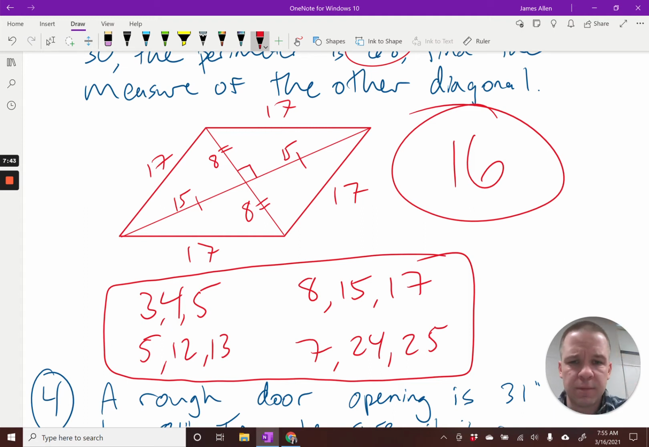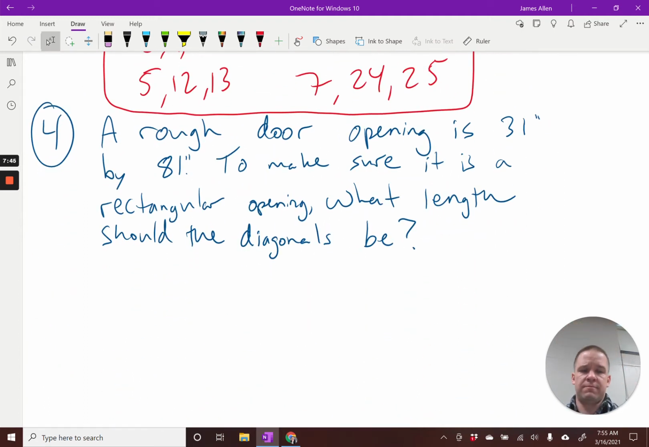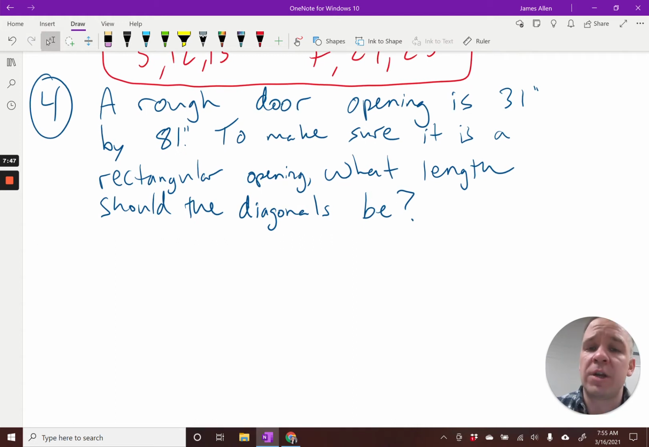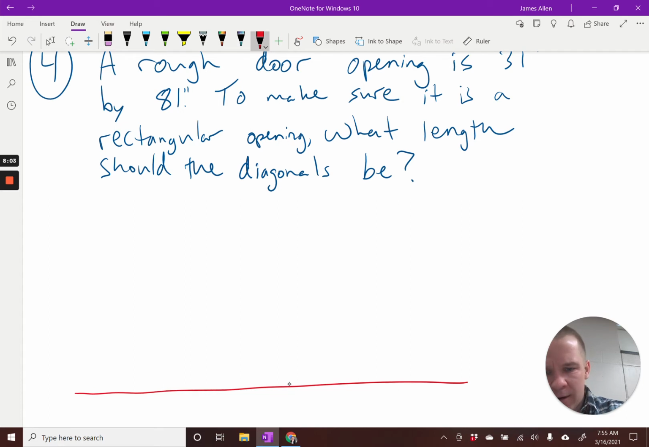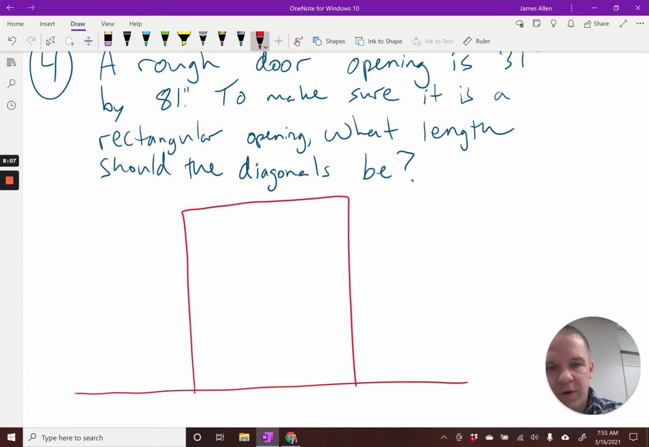Cool. Awesome. A rough door opening is 31 inches by 81 inches. To make sure it is a rectangular opening, what length should the diagonal be? Well, let's do this here because I'm getting a little application-y with it, right? So if I frame out a door, here's the ground or the floor. There's my rough opening. So we're saying it's 31 inches by 81 inches.